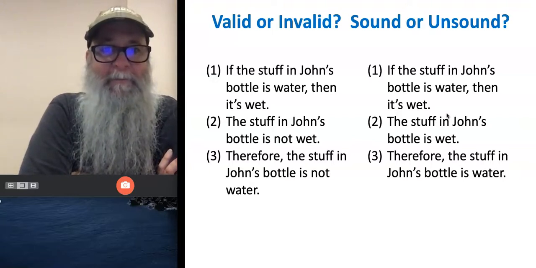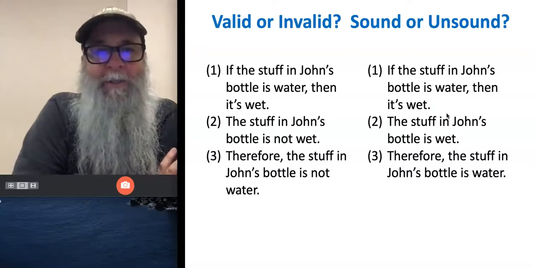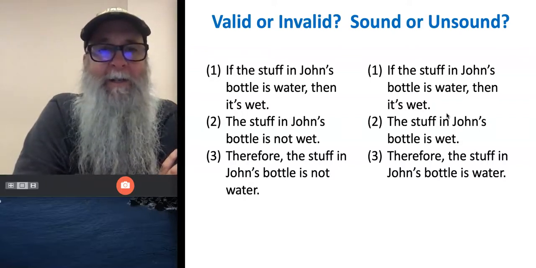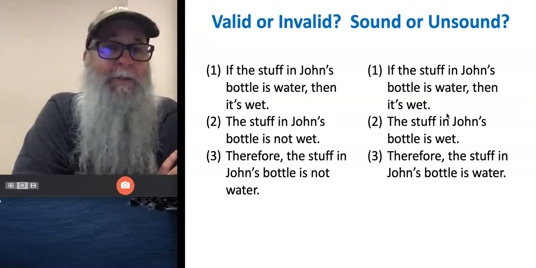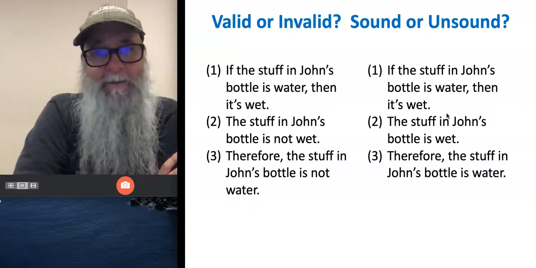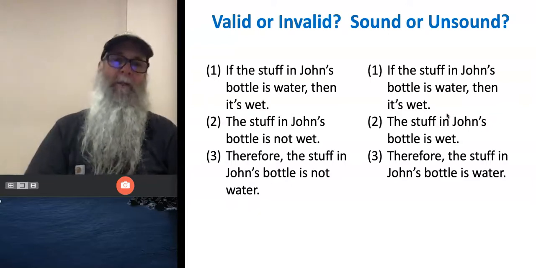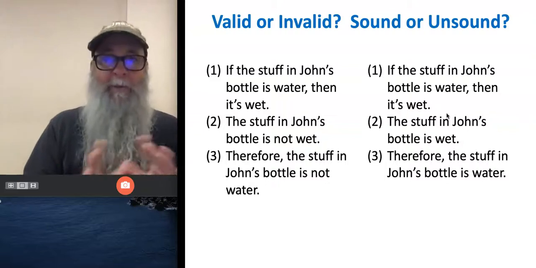All right. Let's just assume it's true that if the stuff in John's bottle is water, then it's wet. I think we'll just assume that's true. And let's just assume it's true that the stuff in John's bottle is not wet. Would it have to be true that the stuff in John's bottle is not water? Yes. This is a valid argument. It actually has another fancy name called modus tollens. That's what the form of the argument is.